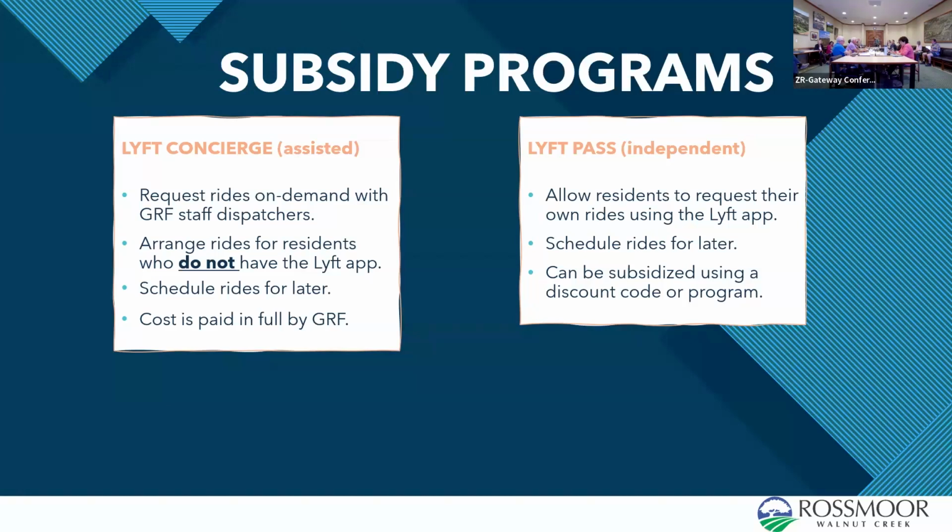So Lyft Concierge is an assisted program that the residents would request rides with GRF dispatchers. It would be for anyone that does not have access to the Lyft app. They can request rides for later, and it would be covered fully by GRF. Lyft Pass is for anyone that would be able to do it independently. They could use their own app, also schedule rides for later, and it would be subsidized with a code or a discount program.